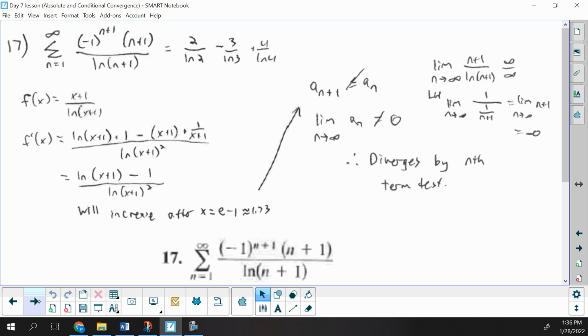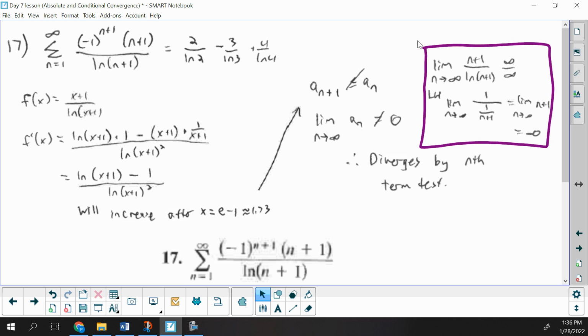So on 17, I would say there are a couple of ways to think of it. If you did your limit as n approaches infinity, you're going to get infinity over infinity, so do L'Hopital's. And then when you neaten it up, you get n plus 1. So as n goes to infinity, that's going to infinity. So our terms are not going to 0, so that automatically diverges by the nth term test.